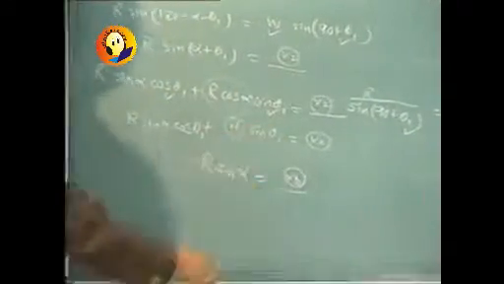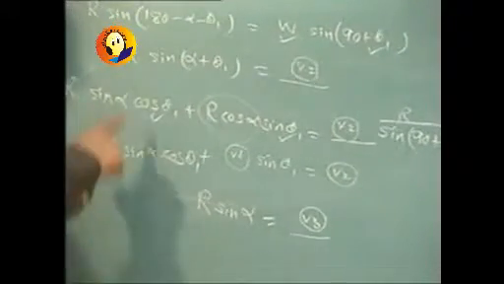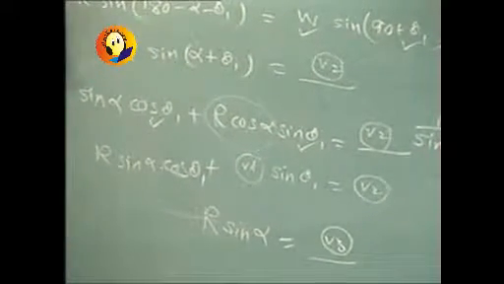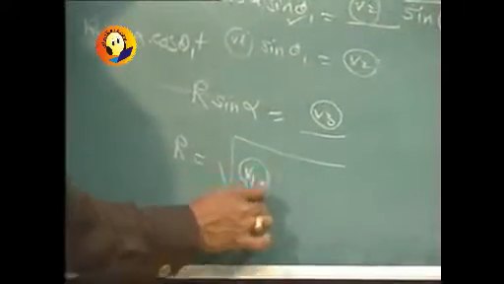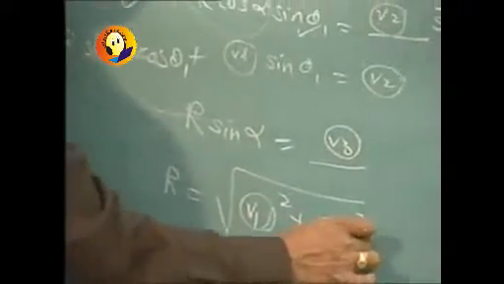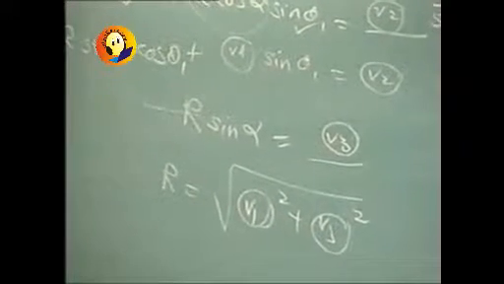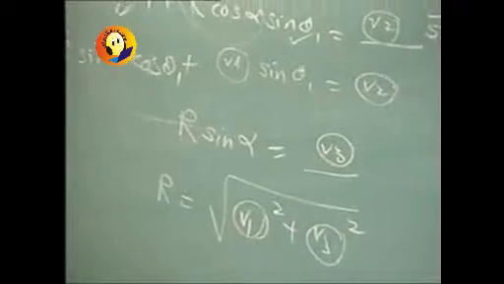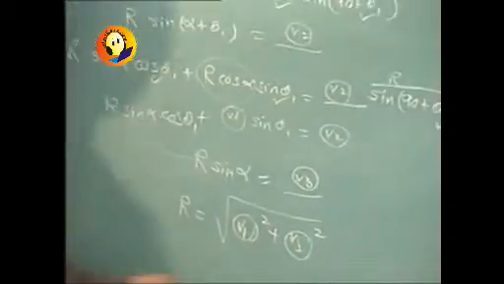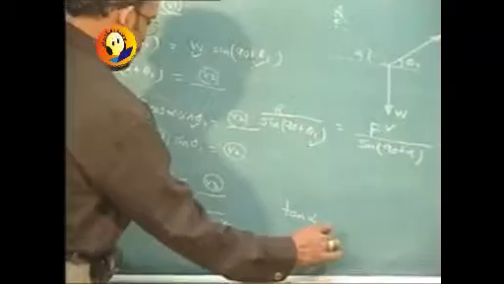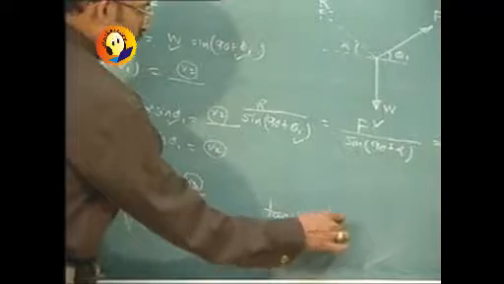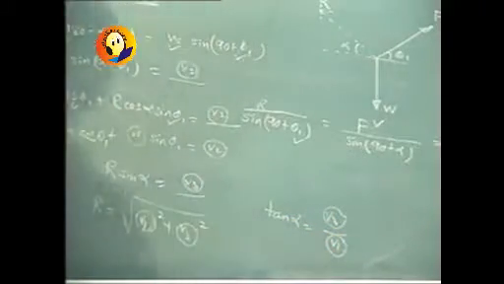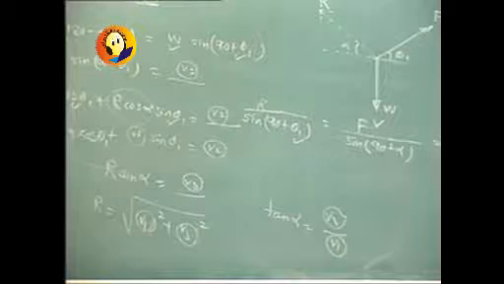Now you can square and add value 1 and value 3 and you can get the value of R, and similarly alpha can be calculated. So R over here can be under root of value 1 square plus value 3 square. And you can also find out the angle alpha by taking the ratio, because tan alpha in this case will be value 3 upon value 1, and even alpha can be calculated.